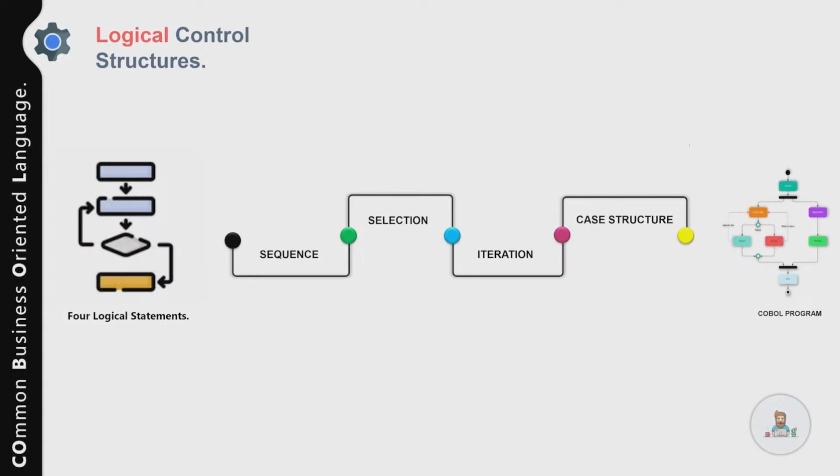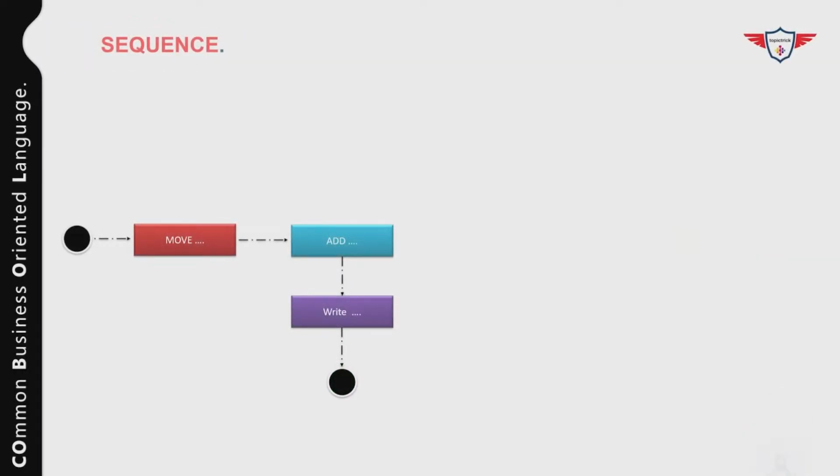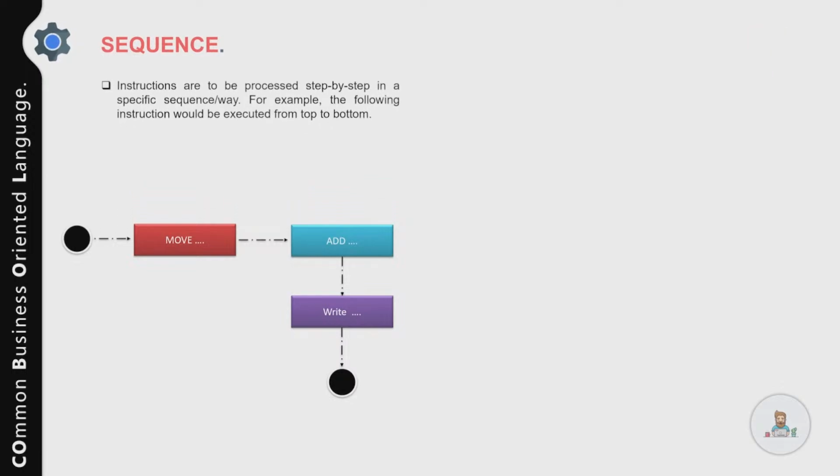The only difference would be the syntax, which is specific to the programming language that you are using to write your program. Apart from that, the terminology will remain absolutely the same. So the four logical control structures are sequence, selection, iteration, and case structure. Now let's talk about each category one by one so that you can understand the terminology, and then we're going to look into how you can implement that in your COBOL program. So first one is sequence.